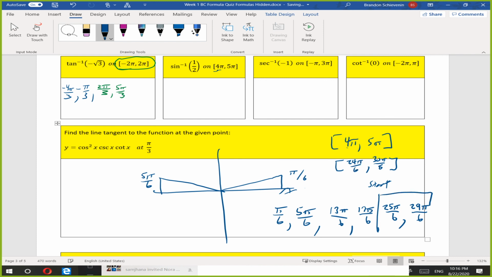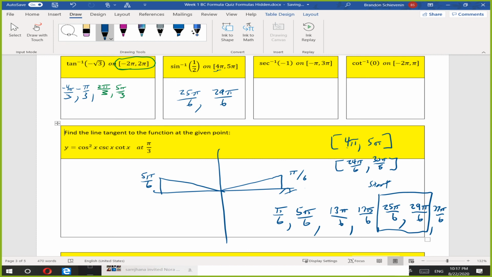Okay, so I only need these two. Because my next one would be 37 pi over 6, which is too much. So that's 25 pi over 6 and 29 pi over 6 are inside my interval. Okay, any questions on what we did? Okay, next one.